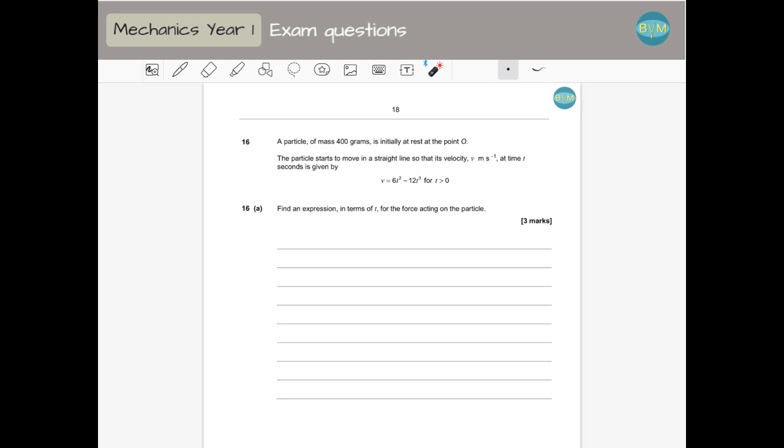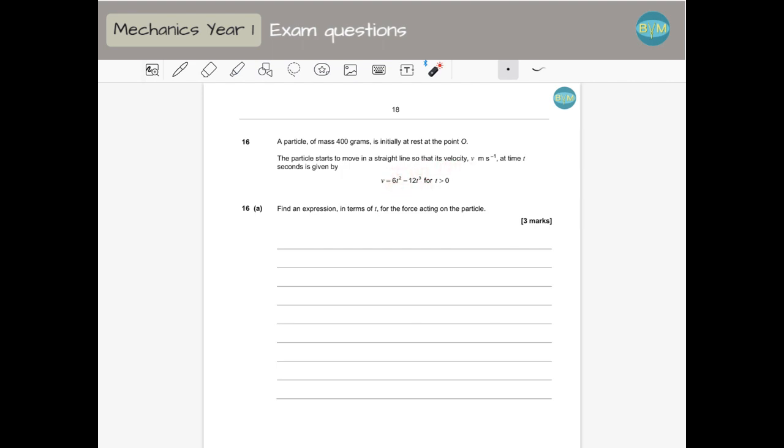Hello, this is question 16 on your sample paper from AQA. It's paper 1 and it's a mechanics question. So you have a particle of mass 400 grams initially at rest at the point O, and the particle starts to move in a straight line. The velocity is this expression here in terms of time.